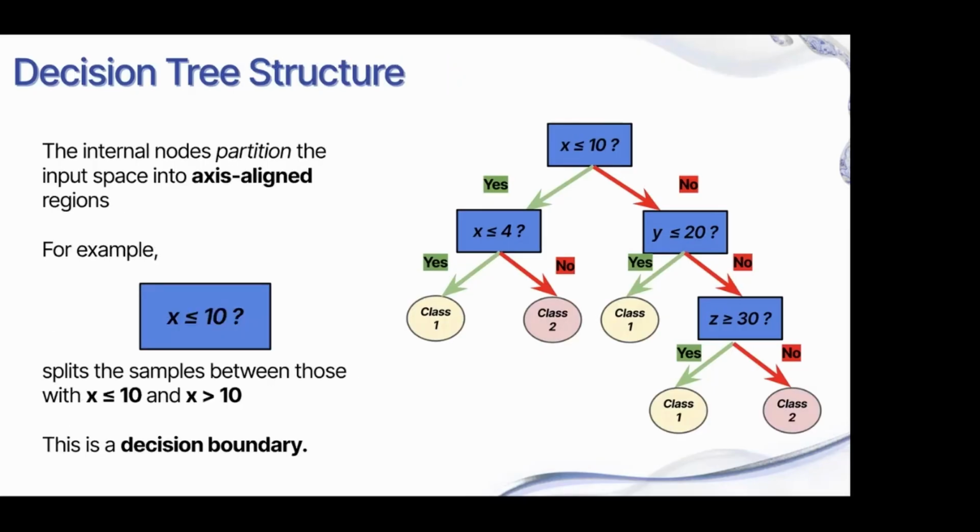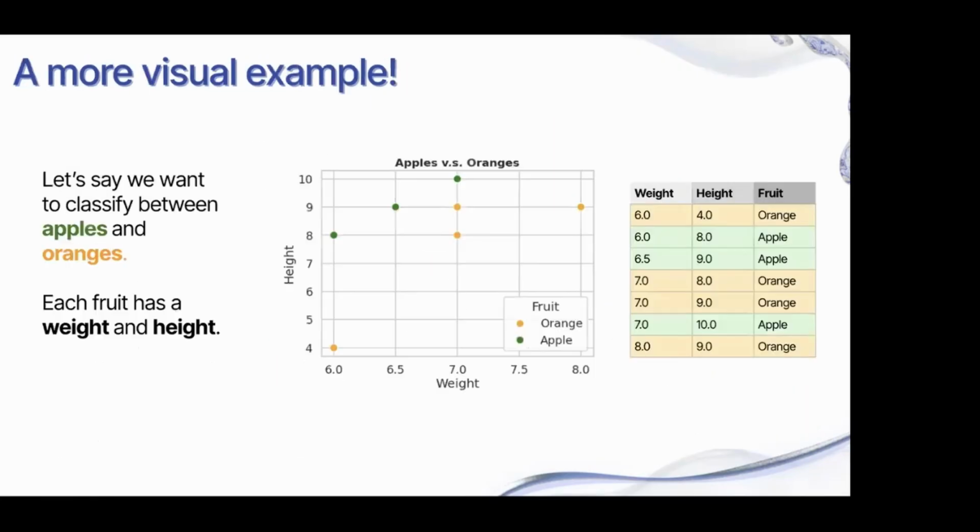Okay, so some more mathematical things. The internal nodes, or this decision, partitions the input space into axis-aligned regions. I only use that because it's the proper terminology, but you might remember in math, let's say I have a real number line, and I have this condition of x less than or equal to 10. That splits it into two parts. You have a bunch of values that are less than or equal to 10, and a bunch of values that are greater than 10. That is exactly what a decision boundary is. I don't want to explain more because it is better if we go through a visual example.